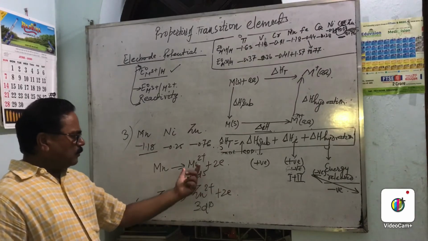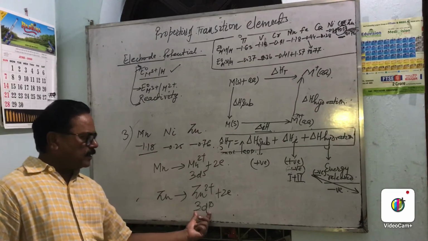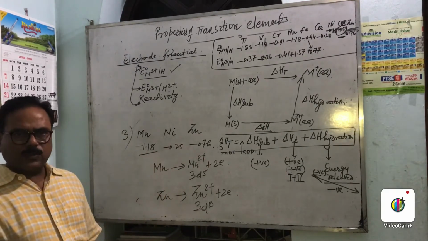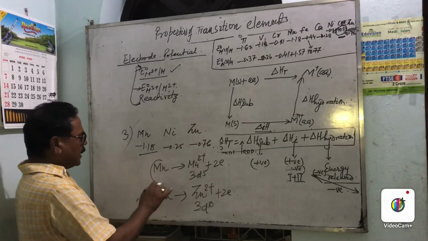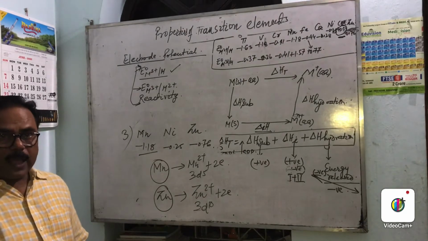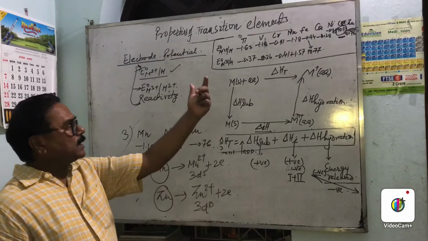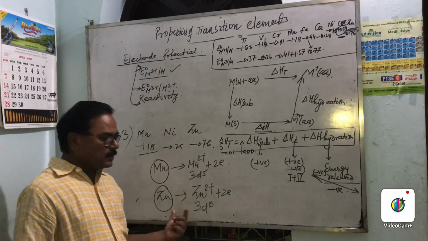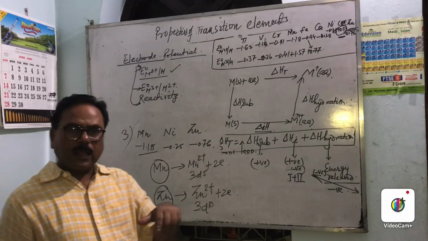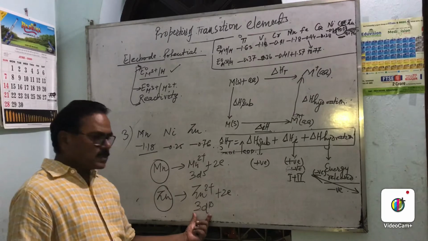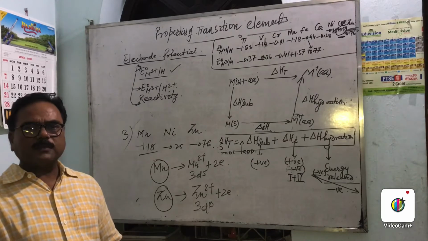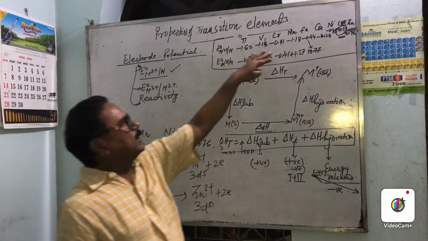Here the d5 is more stable and the d10 is more stable. That's why manganese and zinc can easily lose electrons, and in that condition manganese and zinc will act as reducing agents, because their electrode potential is negative. And who will act as a reducing agent? Those that have the lower SRP, that is more negative. That's why its value is negative.